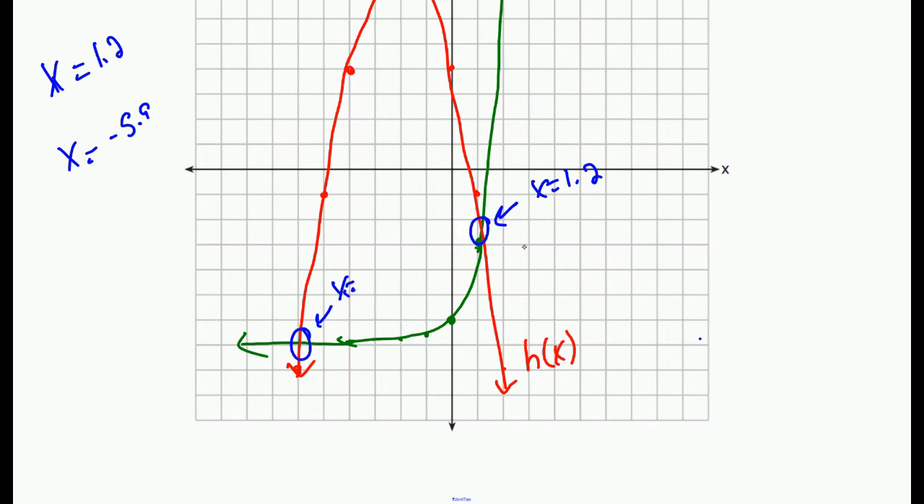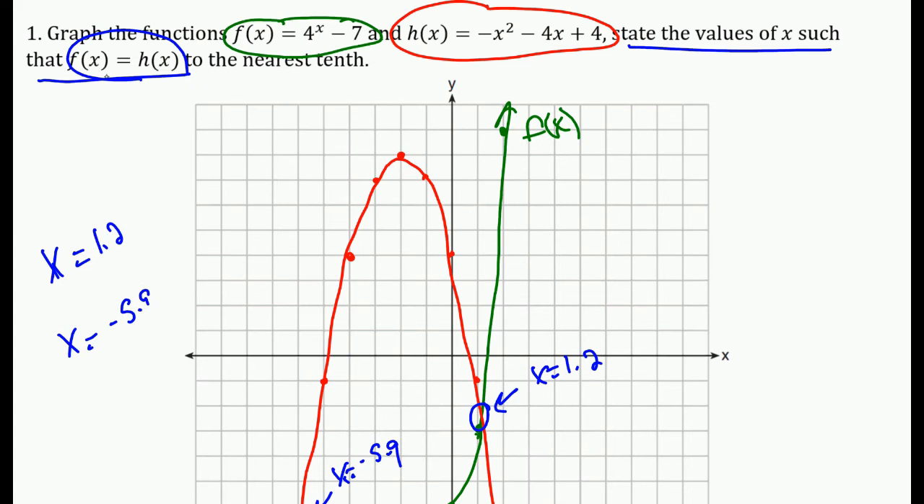We only care about the x values when they ask us when does f of x equal h of x in this case. If I want to know what solves that equation, what's a value of x that solves that equation, it's the x values of their coordinates of intersection.